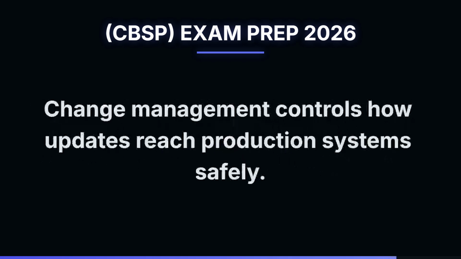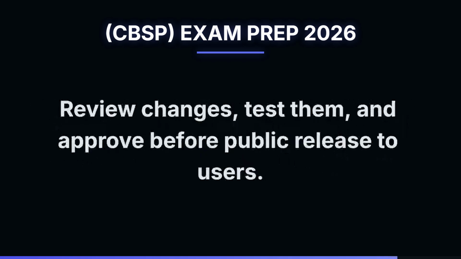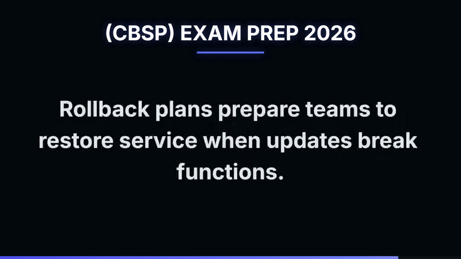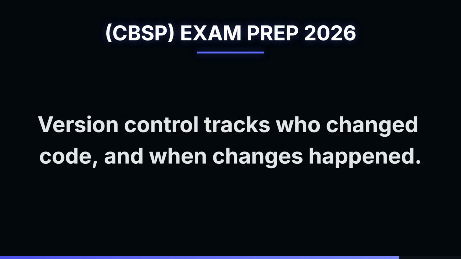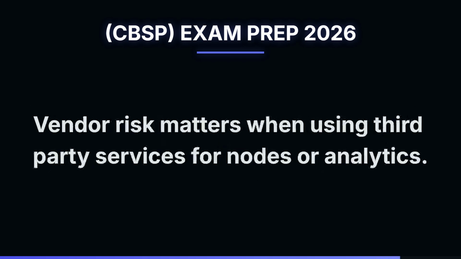Change management controls how updates reach production systems safely. Review changes, test them, and approve before public release to users. Rollback plans prepare teams to restore service when updates break functions. Version control tracks who changed code and when changes happened.